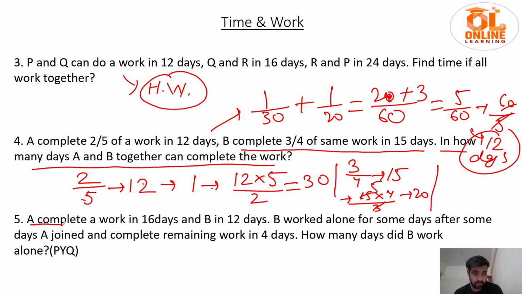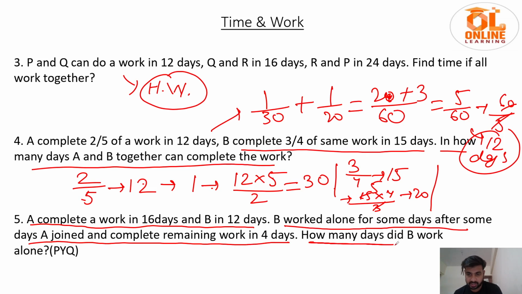A completes a work in 16 days and B in 12 days. B worked alone for some days. After some days, A joined and completed the remaining work in 4 days. How many days did B work alone? Okay. How to solve this type of question?